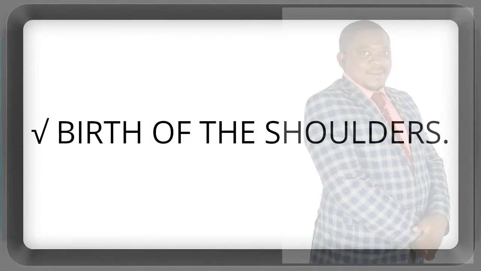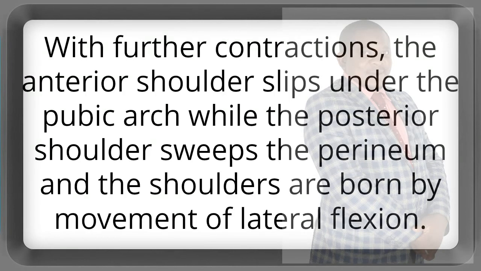Birth of the shoulders. With further contractions, the anterior shoulder slips under the pubic arch while the posterior shoulder sweeps the perineum, and the shoulders are born by movement of lateral flexion.